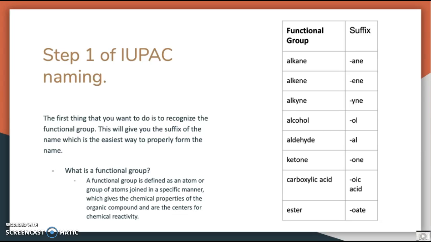Step 1 of IUPAC naming. The first thing that you want to do is recognize the functional group. This will give you the suffix of the name, which is the easiest way to properly form the name. What is a functional group?